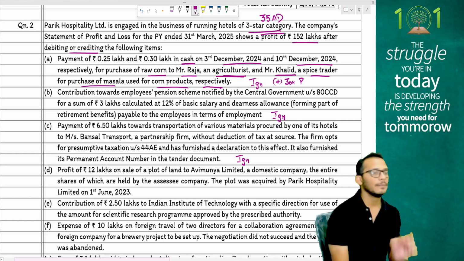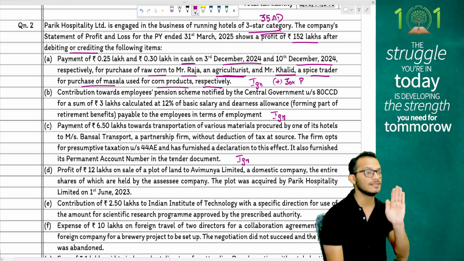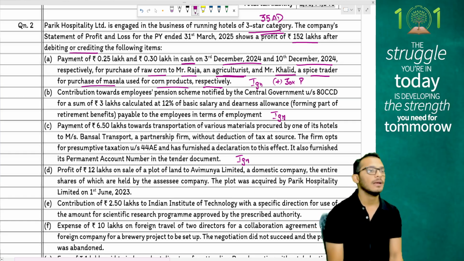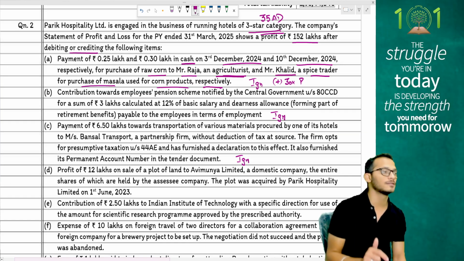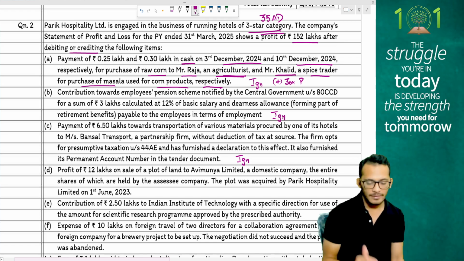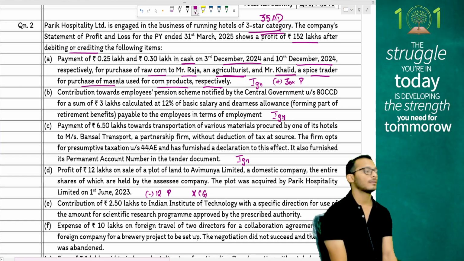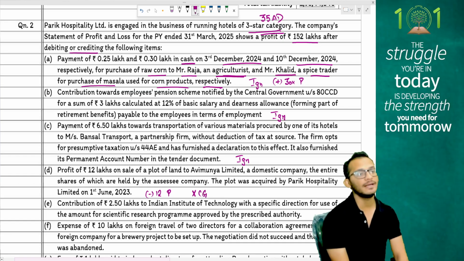Yes or no? Yes. People, first of all, this 12 lakh rupees is sitting in my P&L, and it should not be there in P&L because it is a different head. So first remove it from P&L. It is there in P&L as a profit, which means my profit is higher. I need to therefore minus it in PGBP and ignore it in CG. Minus 12 lakhs in PGBP and ignore in CG.